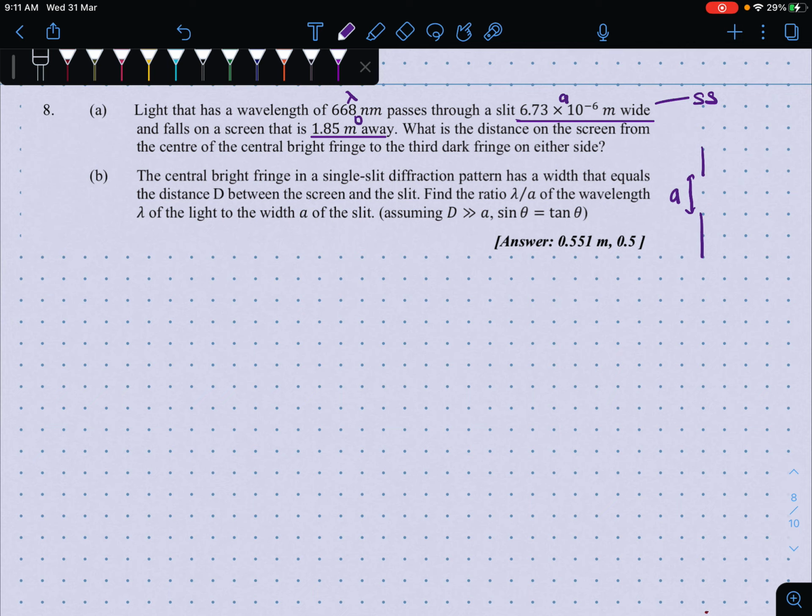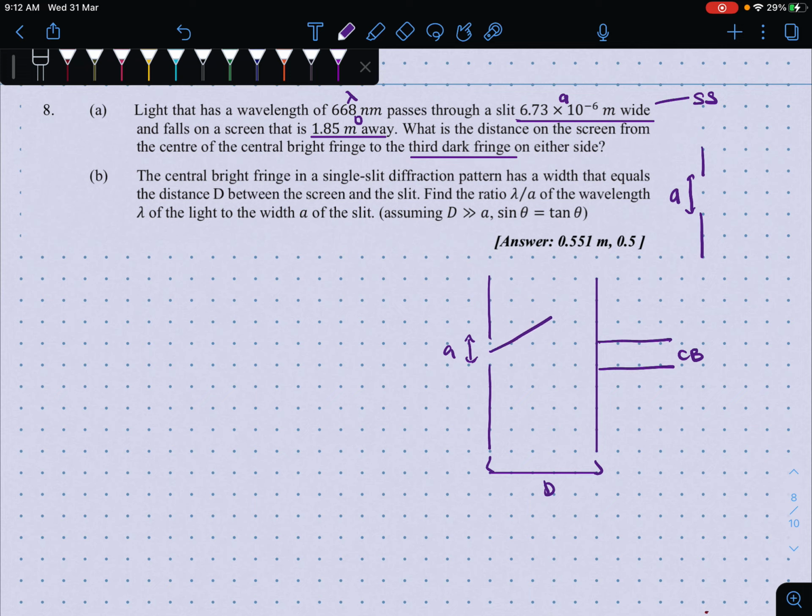Ini A kita tadi. What is the distance on the screen from the center of the central bright to the third dark fringe on either side? So apa yang kita akan ada dekat sini adalah you're going to have your slit and then you are going to have your screen here. So this is the distance from the slit to screen, your D. This is your A. And this is our central bright here. Kita akan dapat central bright. So you are going to experience a third dark fringe. Third dark fringe ini kamu akan dapat dekat atas dan juga dekat bawah. Kita akan dapat on both sides sebab kita tahu ini adalah reflection. So this is your central here.